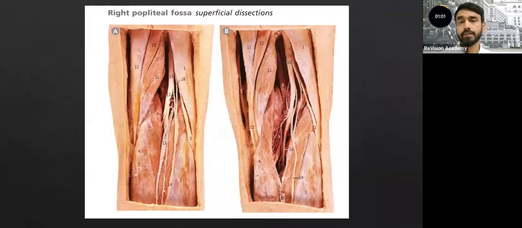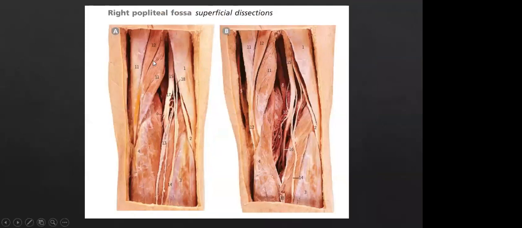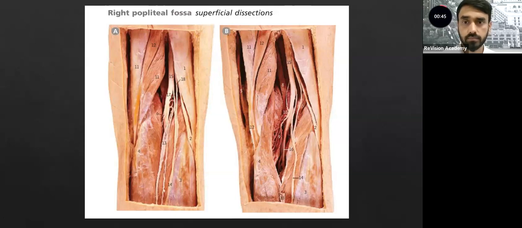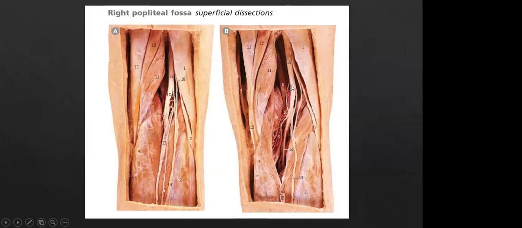Can you tell me the structure number 15, number 11, number 12? Okay, so 11 is semimembranosus muscle, 12 is semitendinosus muscle. And which other structure did you say? Number 15. 15 is... it looks like a nerve. Yeah, 15 is sciatic. It's a tibial nerve.